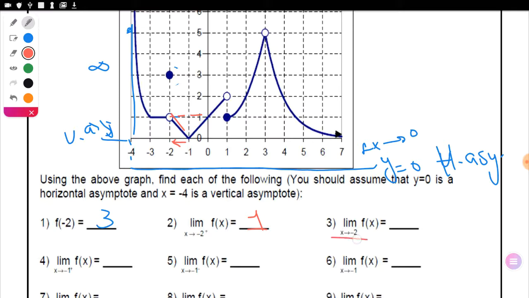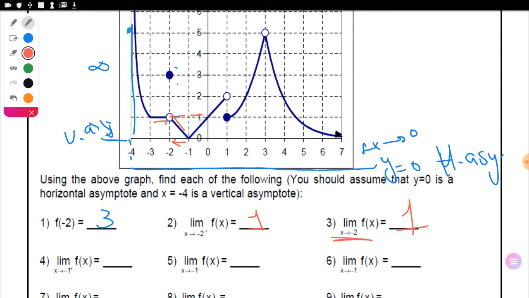Limit of f of x when x approaches negative 2. Here you don't tell me any side, so in this case I have to find from the right and from the left. If you ask me the limit of the function not from any side, I have to find from the right and from the left. From the left here, it will also be 1. So the behavior from the right is the same as from the left, the limit exists and it will be 1.